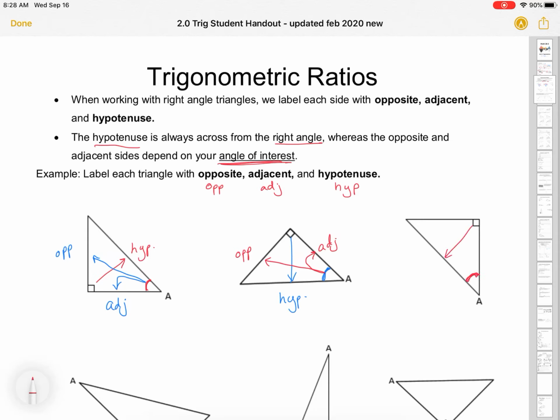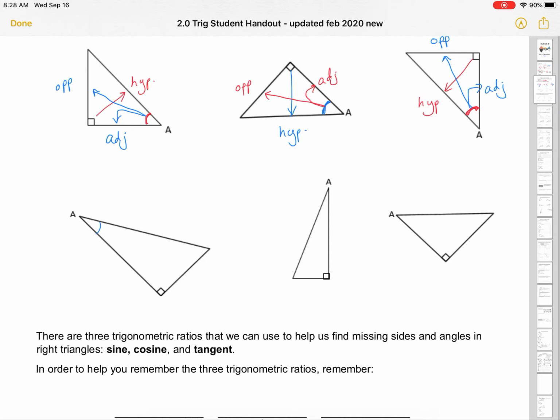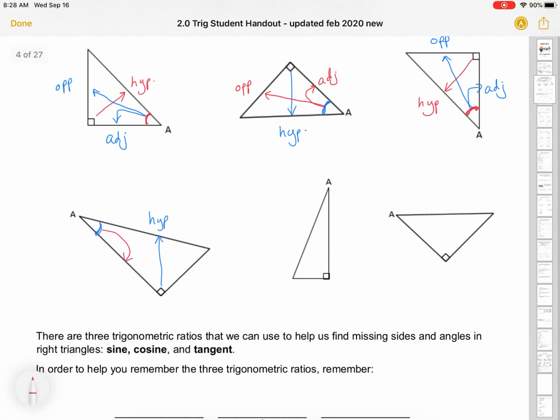This is our angle of interest. My hypotenuse is across. My adjacent side is right next door, and my opposite side is opposite. So you can see even from those three triangles how those sides change depending on what your angle of interest is. Let's do a couple more. My angle of interest is there. My hypotenuse is there. My adjacent side is right next door. And my opposite side is across.